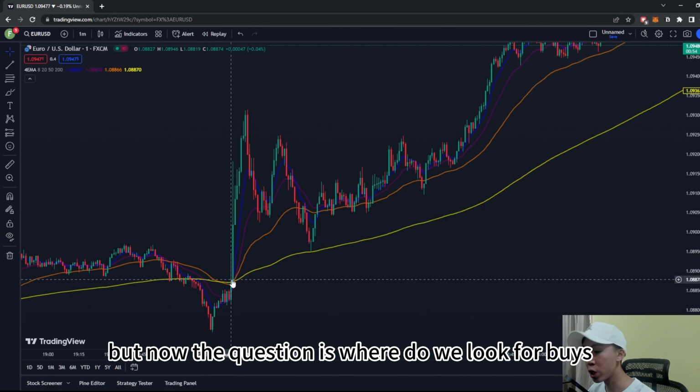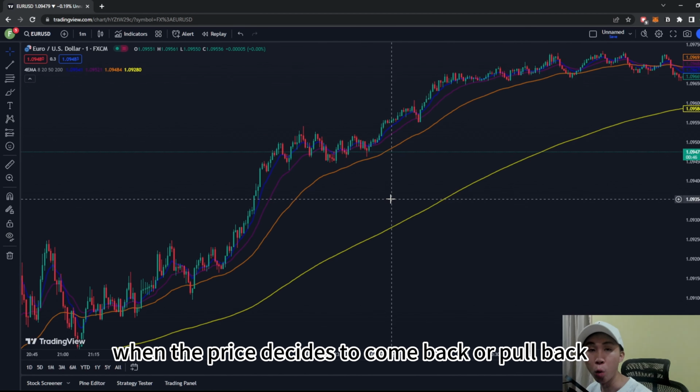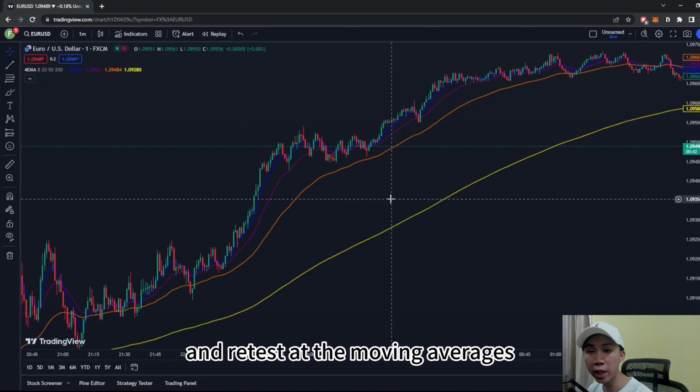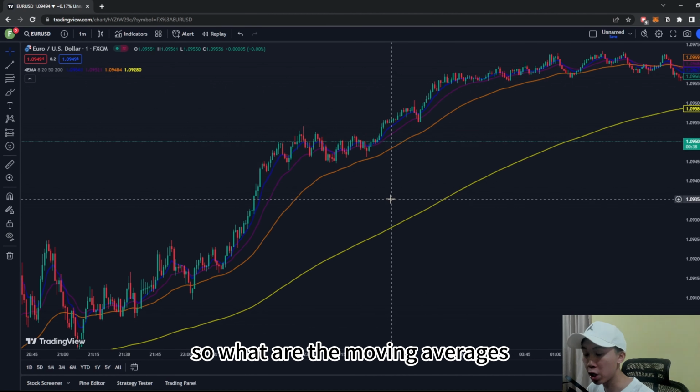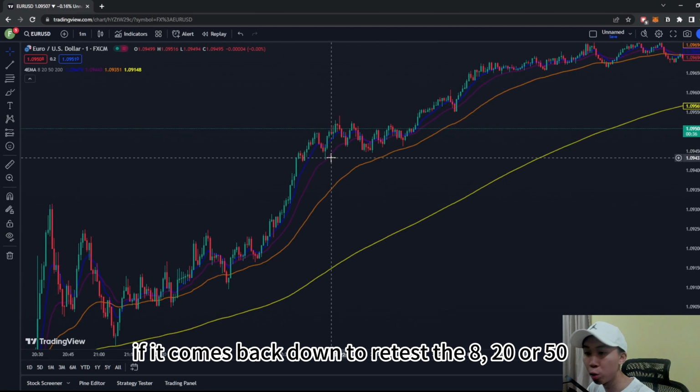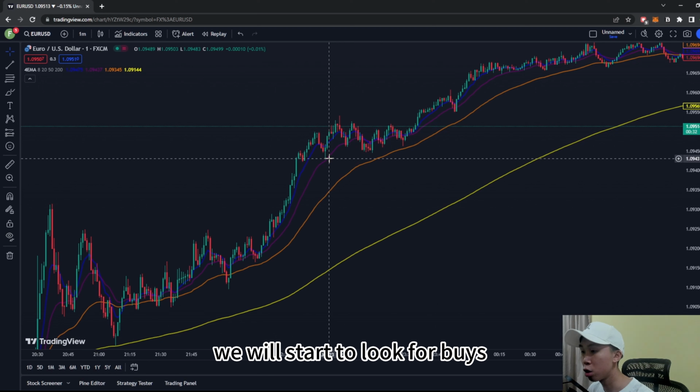But now the question is, where do we look for buys? You look for buys when the price decides to come back or pull back and retest at the moving averages. So what are the moving averages? If it comes back down to retest the 8, 20 or 50, we will start to look for buys.